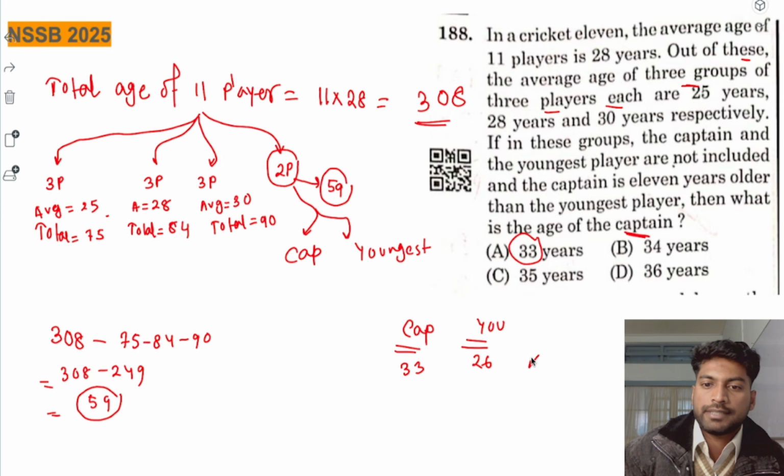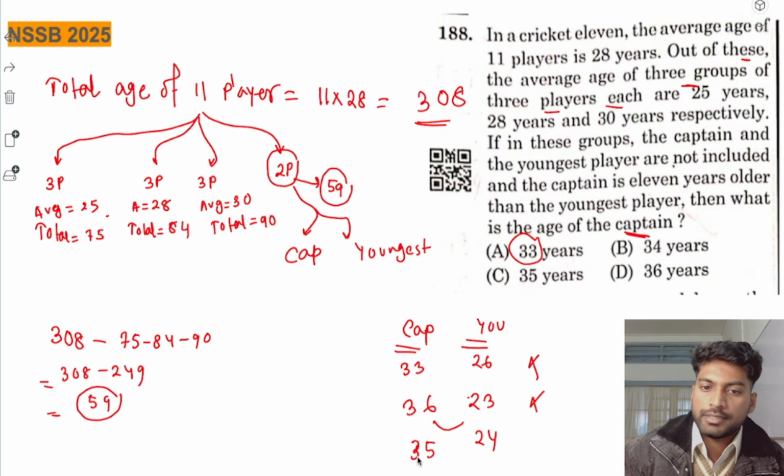The difference is 7. If the captain is 34, no, 35, 36, let's see. If the captain is 36, the younger player has to be 23. Okay, a difference of 13, not possible. Should we check 34? 34 and 35 are not possible. 35, yes. If the captain is 35, the younger player will be 24.